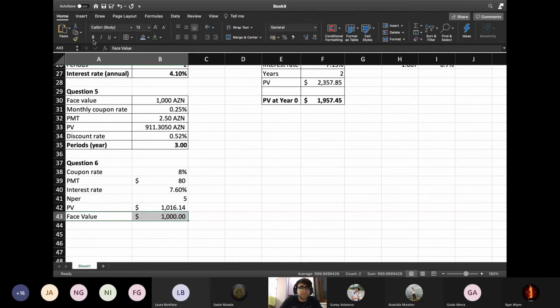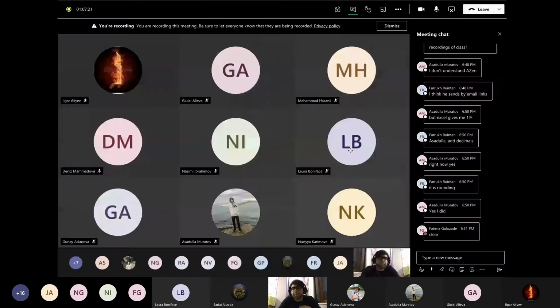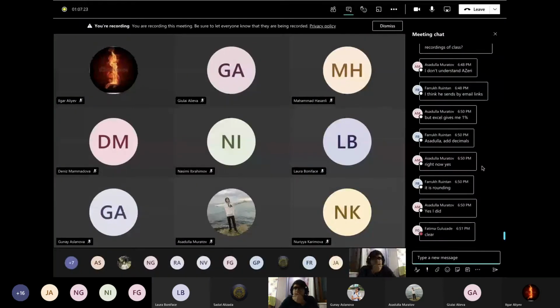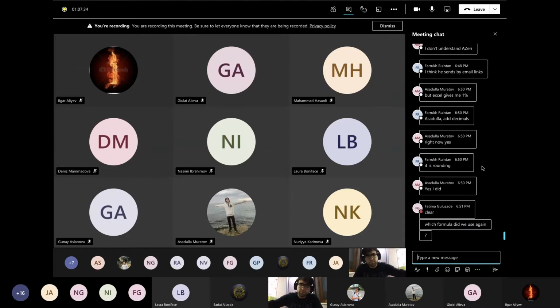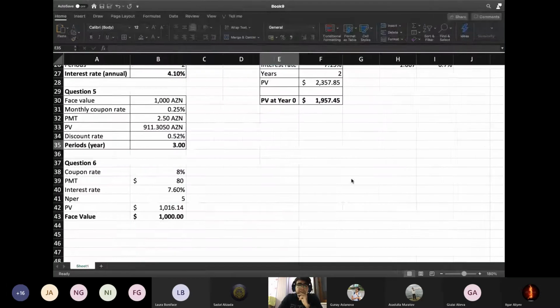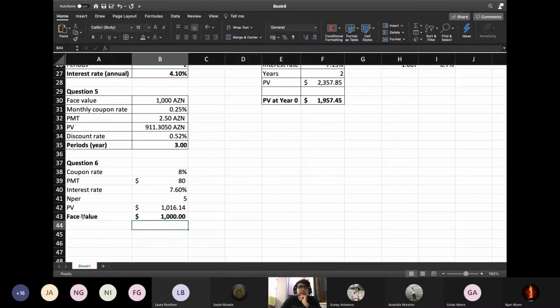Is it clear? Which formula did we use again? The future value formula, because we are finding future value. Face value of the bond is also future value.